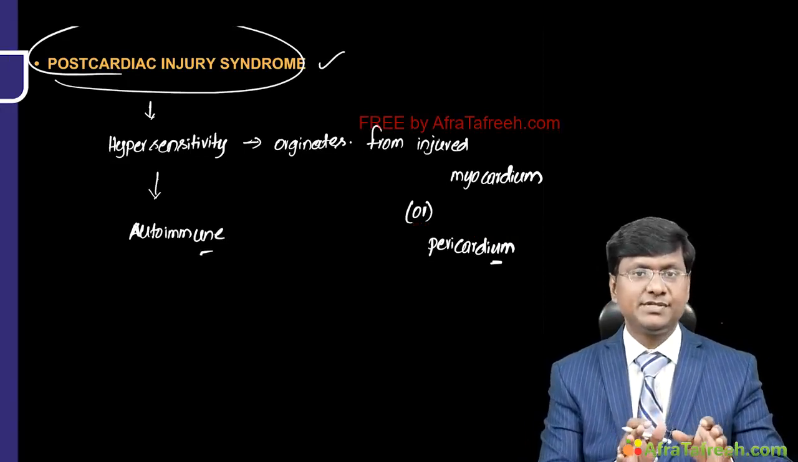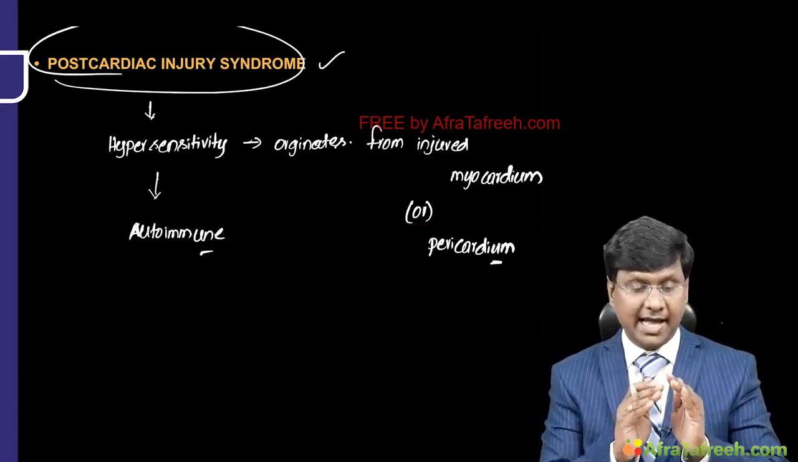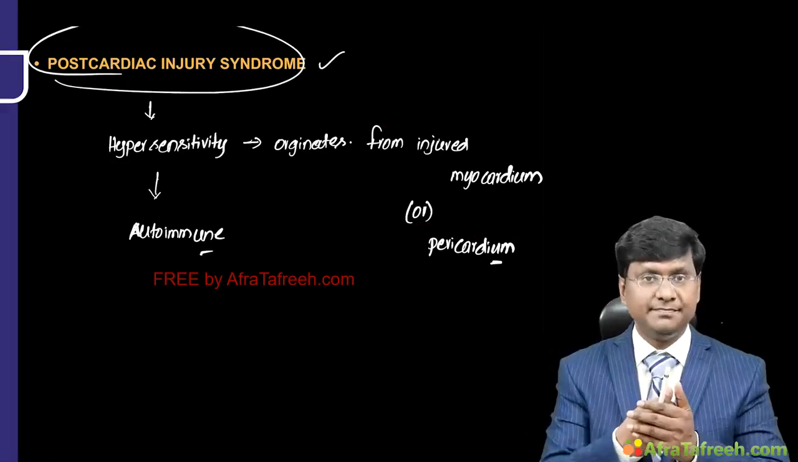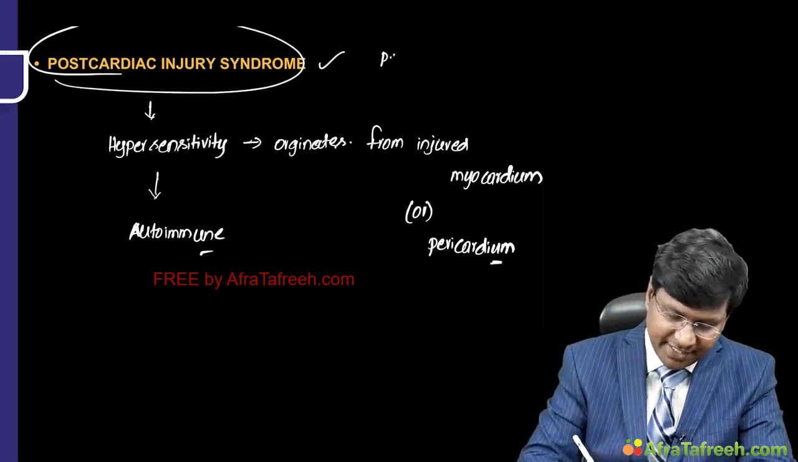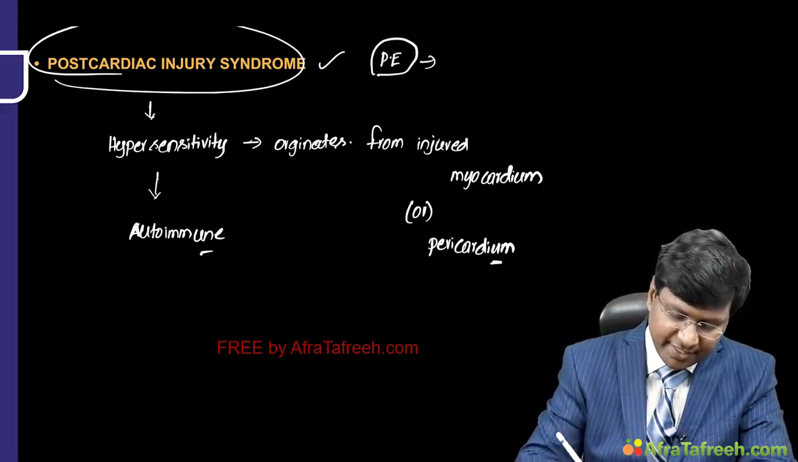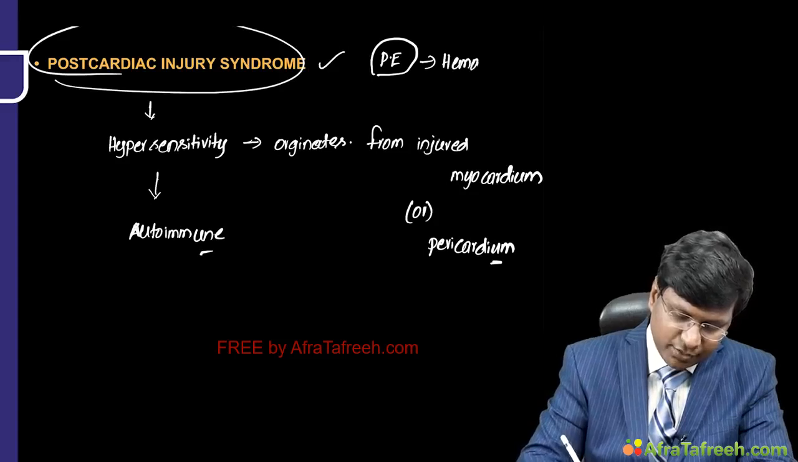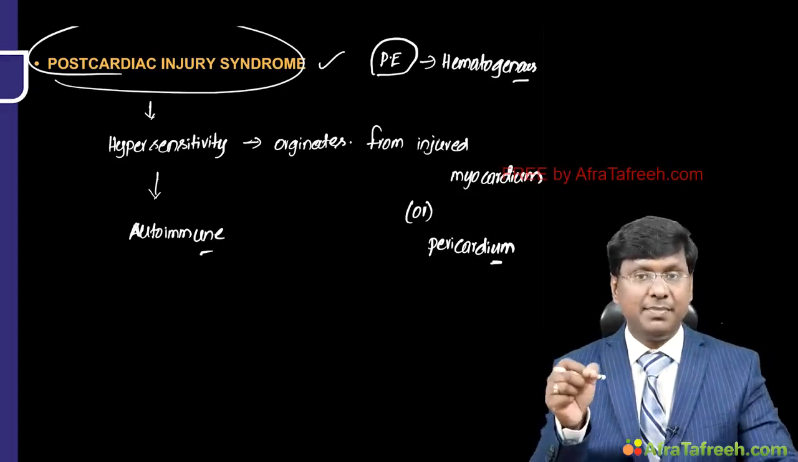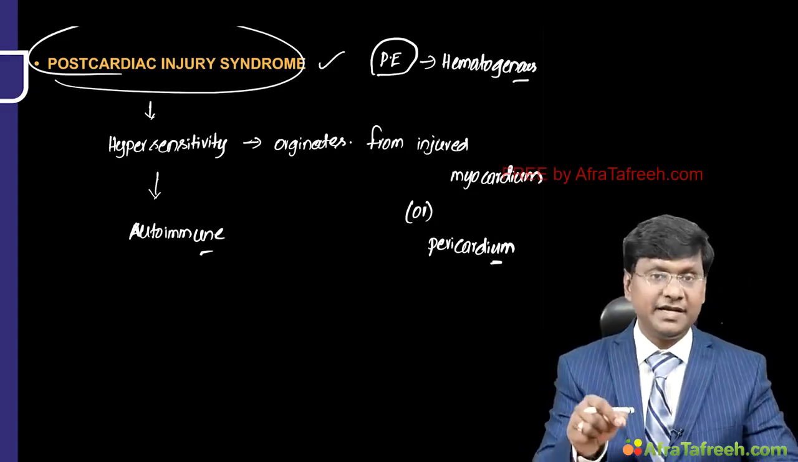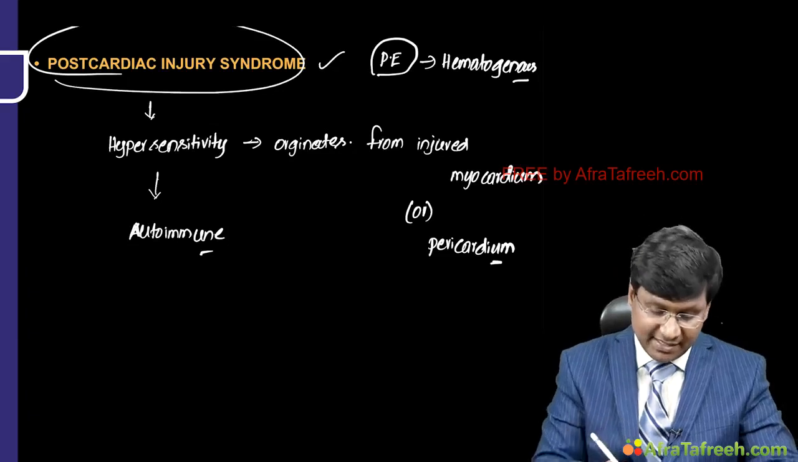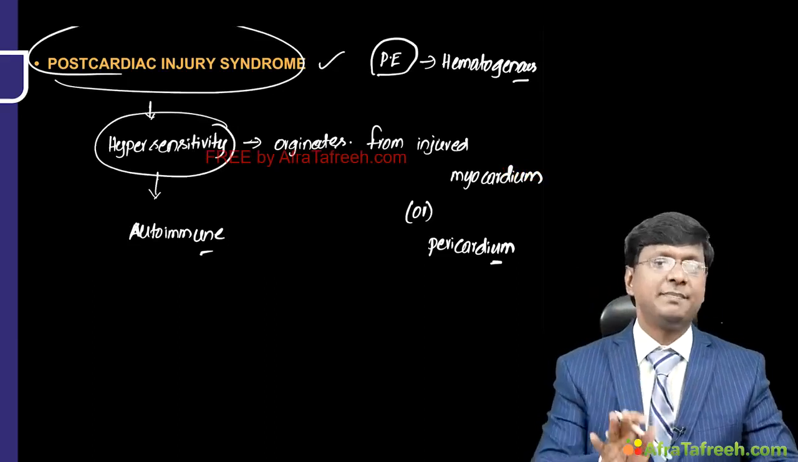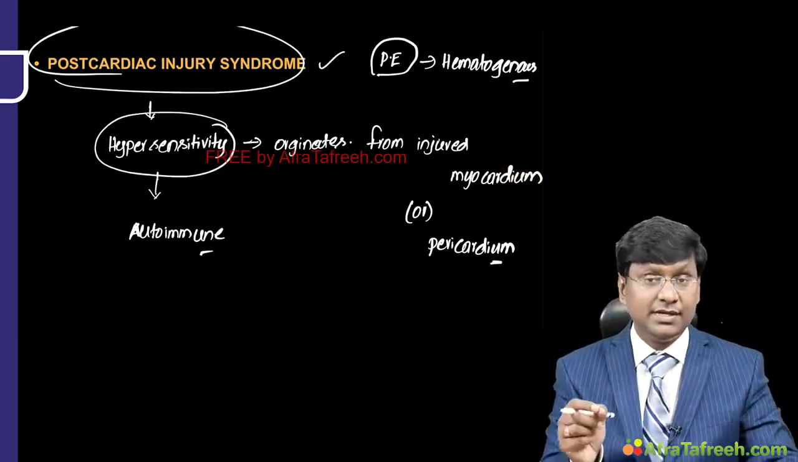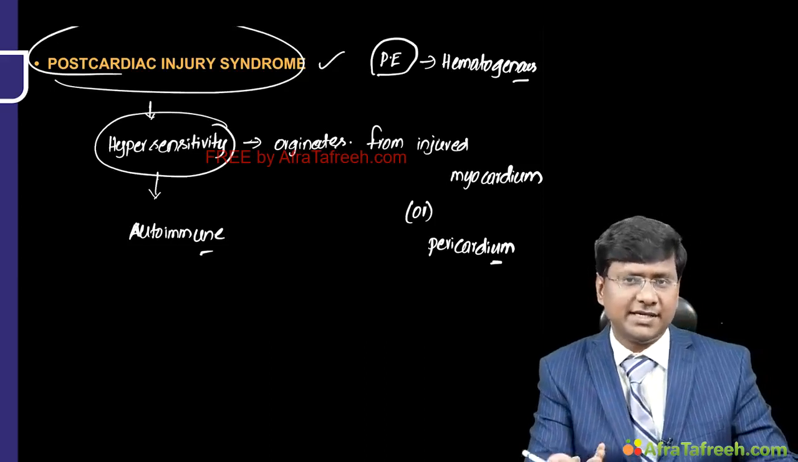So basically what happens here is the individual might have an injury to the myocardium. Let us just say the patient has developed pericardial effusion, and the type of effusion is hematogenous pericardial effusion. The blood within the pericardial space can induce a hypersensitivity reaction against the pericardium, causing pericarditis.